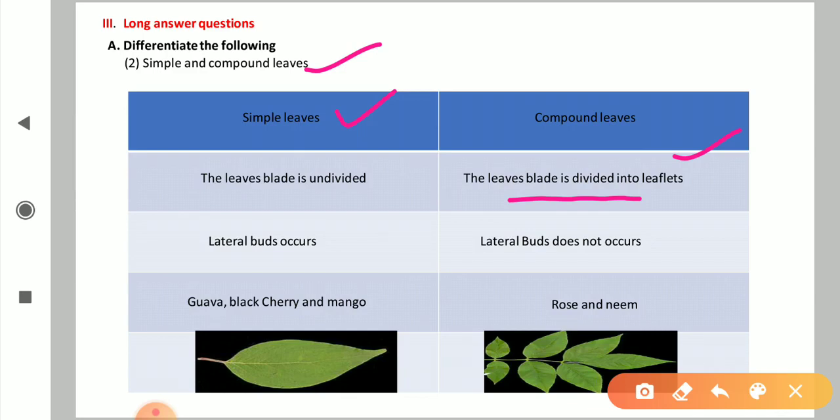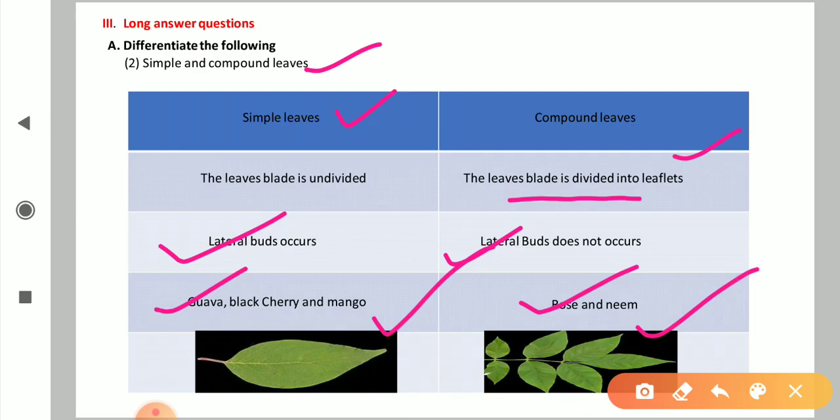Next, another difference is that lateral buds are present in case of simple leaves, but in case of compound leaves, lateral buds do not occur. Next, the examples of simple leaves are guava, black cherry and mango, but in case of compound leaves, rose and neem, etc. This is an example of a simple leaf and this is an example of compound leaves.